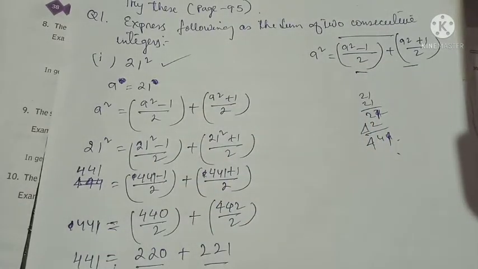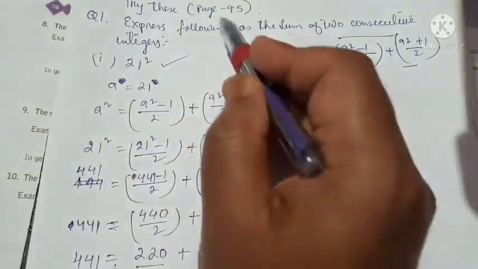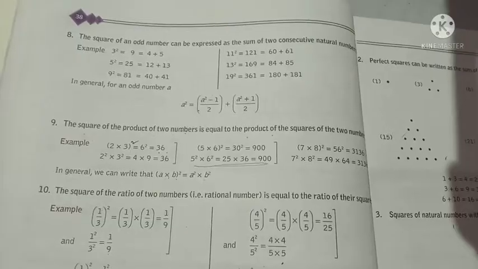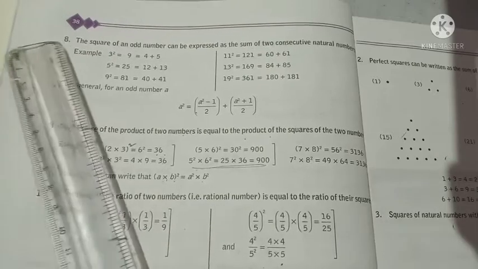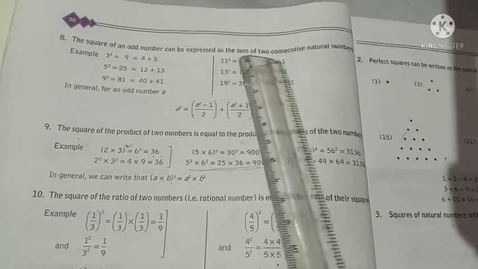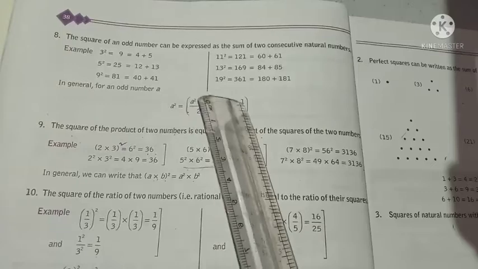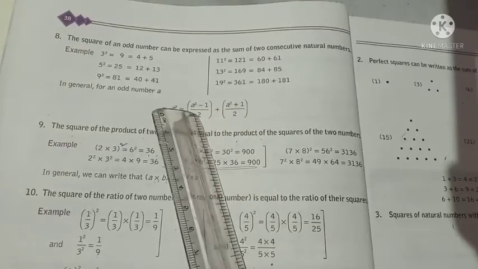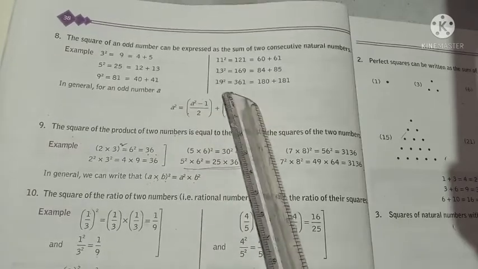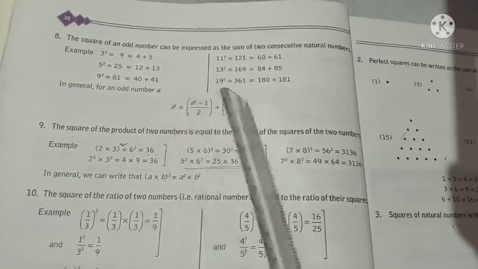In this calculation, you have to apply this formula, and then you can solve the Try This, page number 95, question number 1. Understand? Next is property number 8. I'm reminding again, the square of an odd number can be expressed as the sum of two consecutive natural numbers. That one we have already calculated by using this formula from page number 98 of NCERT. I have solved question number 1 using this; you can try the rest at home using this formula.